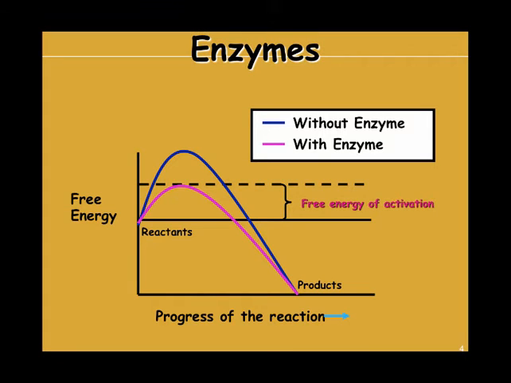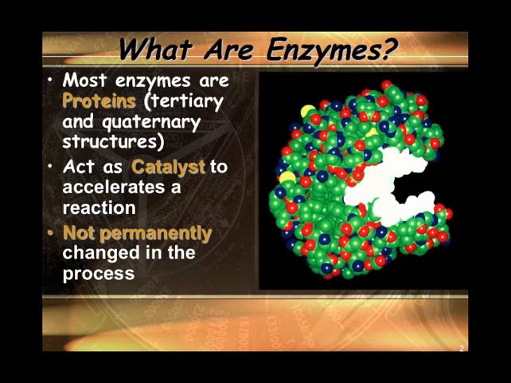So, an enzyme brings together the reactants and thereby speeds up the reaction by lowering the energy required, also known as the activation energy. Enzymes are not permanently changed in the process, and they're not used up, but can actually be used over and over again so that the reaction continues to happen without slowing down.